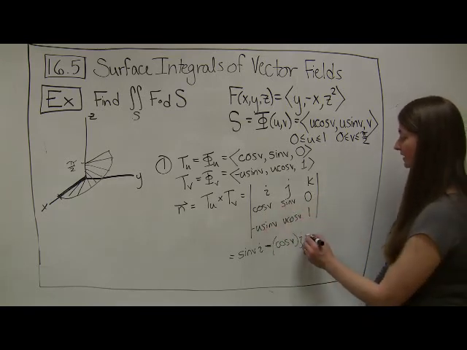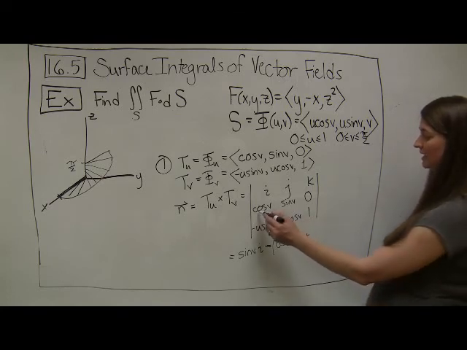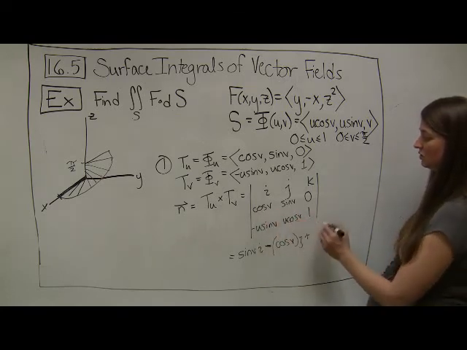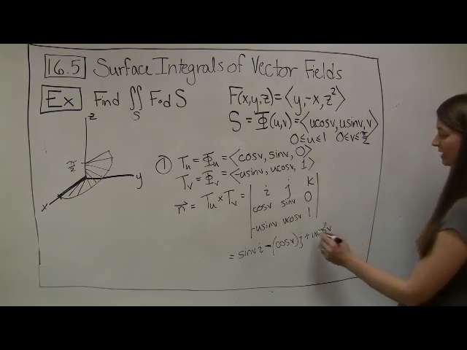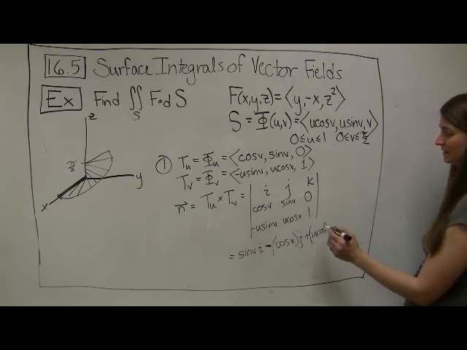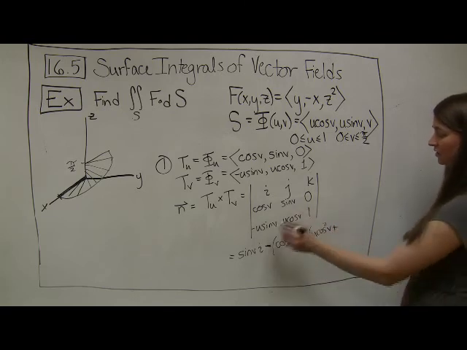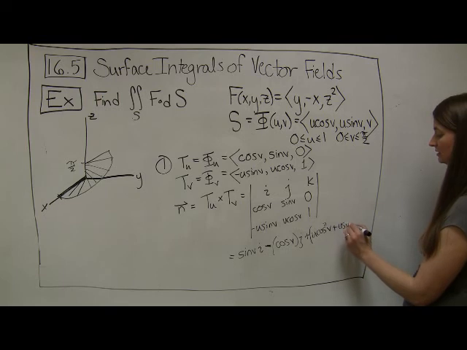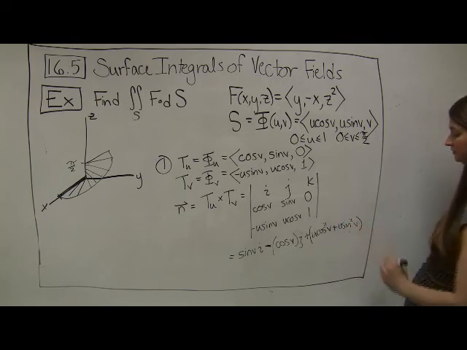And then finally for my k component, I get cosine of v times u cosine of v, which is u cosine squared of v, minus a negative u sine squared of v.